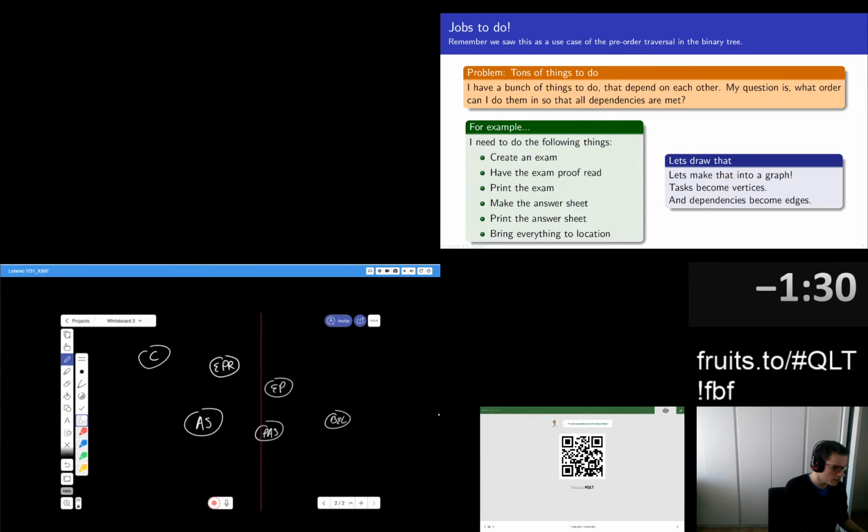Well, before we can proofread an exam, I need to make sure I have created it. And before I can print the exam, I want to make sure it's proofread. And before I can bring it to location, I need to make sure it has been printed. Now, similarly here, answer sheets I can only print after I've created them. I can only bring them after I've printed them. And in order to create an answer sheet, I will have to have made the exam, otherwise I don't know how many questions to put on my answer sheet.